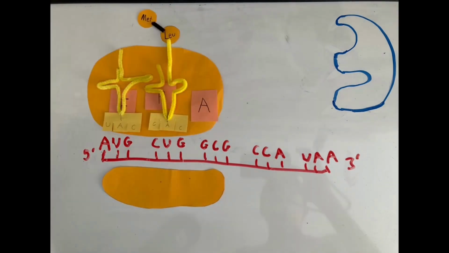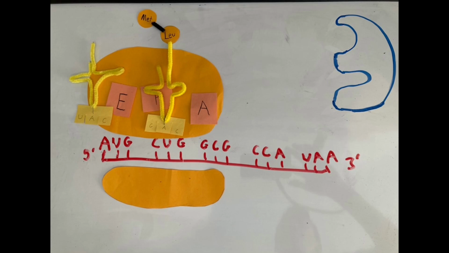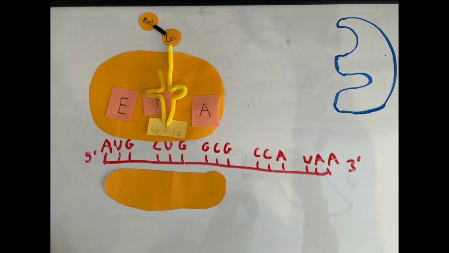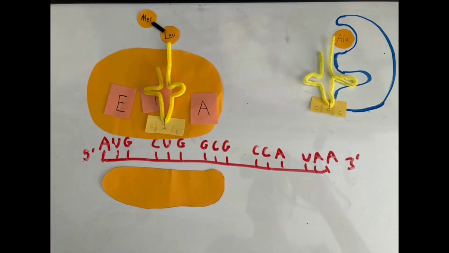Now the ribosome shifts, and a peptide bond, the black pipe cleaner, forms between 2 amino acids. Now that methionine has bonded, the tRNA leaves the ribosome. The tRNA with leucine attached shifts to the P site. The process repeats again, this time with the tRNA matched with alanine.